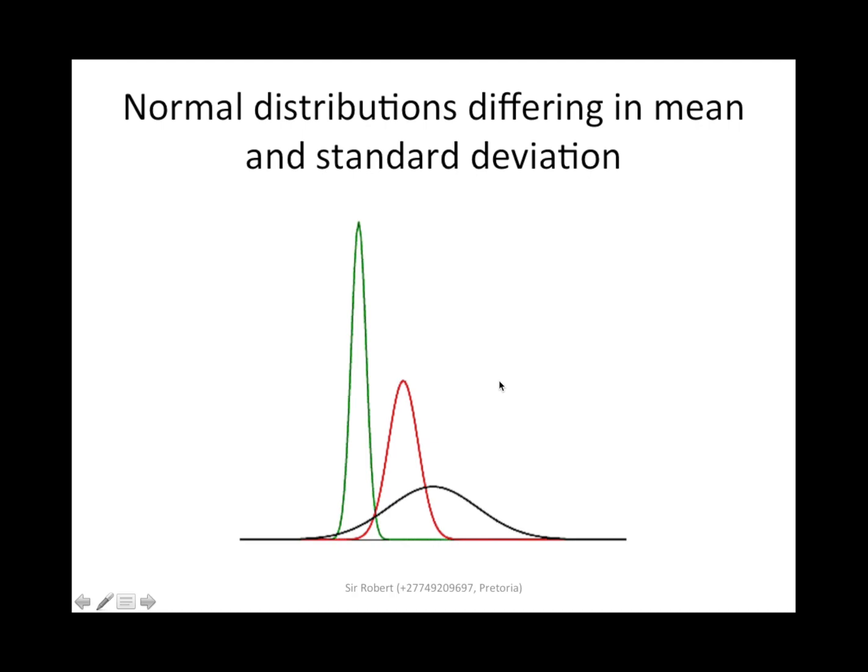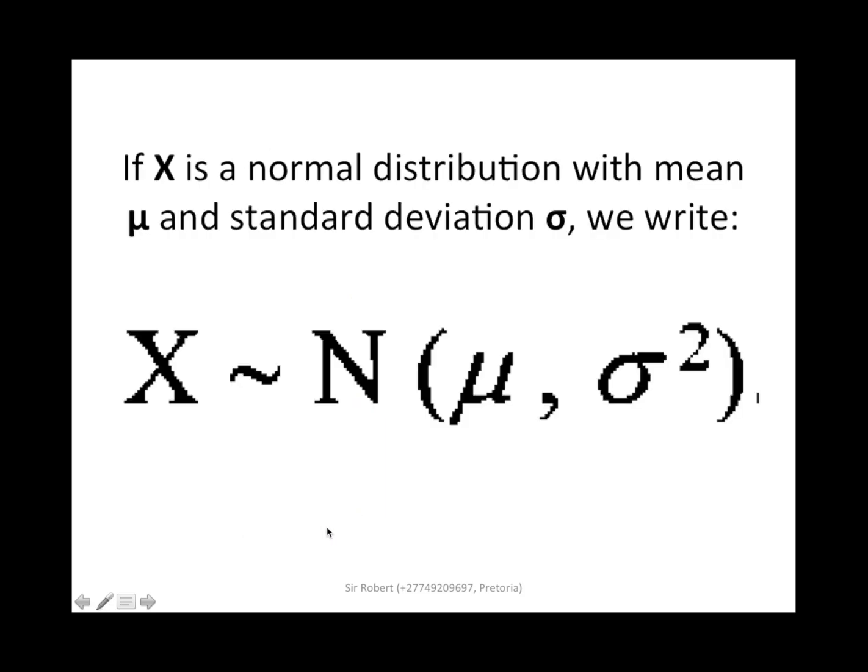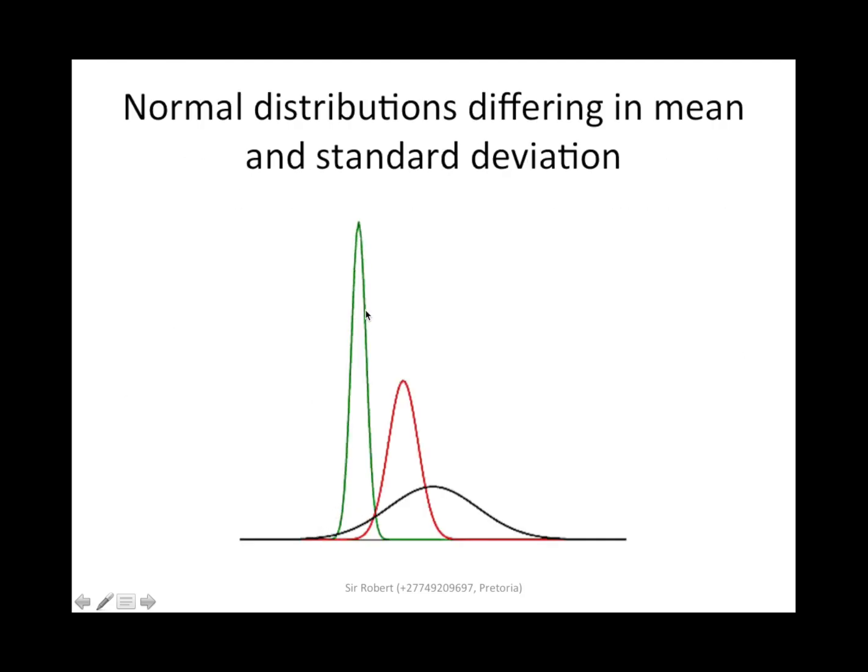So let's move on. Normal distributions differ in mean and standard deviation. These are different types of normal distributions depending on the type of data. You can see some of the data is more dense, mainly on the same values, and this one is a bit less dense, and this one has a bigger spread. So it depends on the data you are given. I just wanted to illustrate that the normal distribution can be in different shapes and forms.